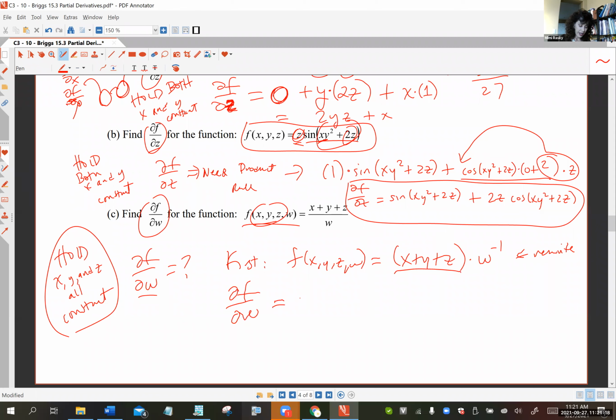The x plus y plus z is just a constant multiple, so copy it down, times the derivative of w to the -1 power with respect to w, -1 w to the -2. And if I were to rewrite this to make it real pretty, I'd have the opposite of the quantity x plus y plus z all over w squared. And there's the first partial of f with respect to w. Cool.